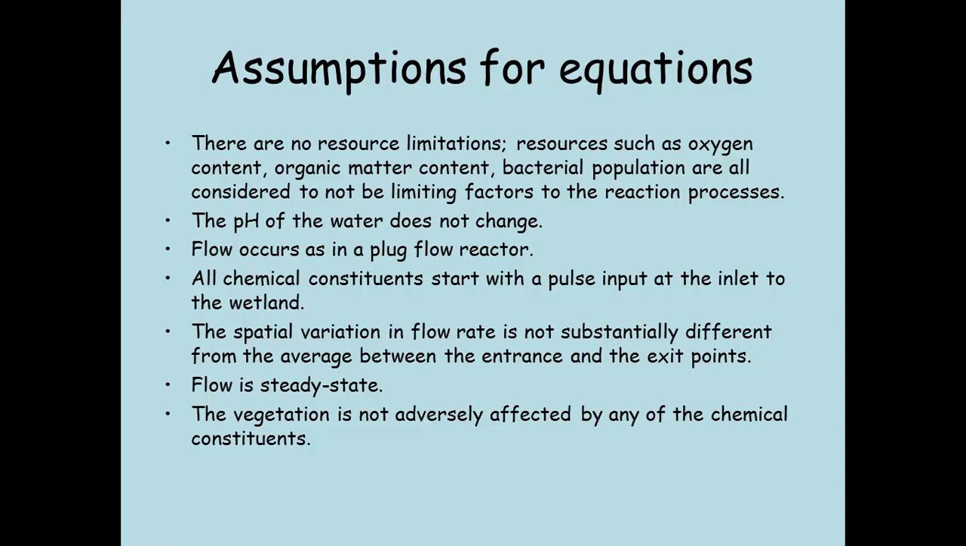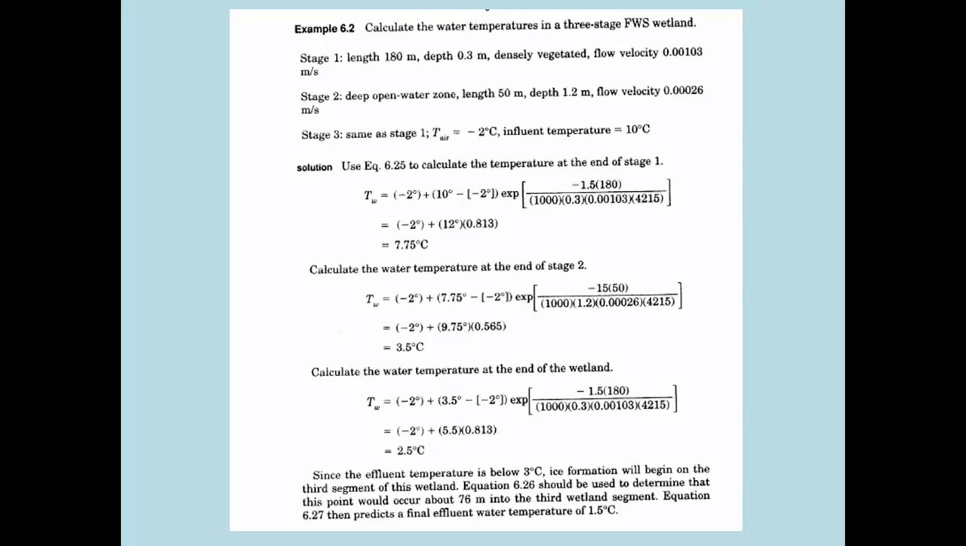Flow occurs as plug flow reactor. All chemical constituents start with a pulse input at the inlet to the wetland. The variation of flow rate is not substantially different anywhere along the wetland from the average between the entrance and the exit points. Flow is steady, and vegetation is not adversely affected by any of the chemical constituents. And with that, I'm going to stop this presentation and go and talk about these examples.